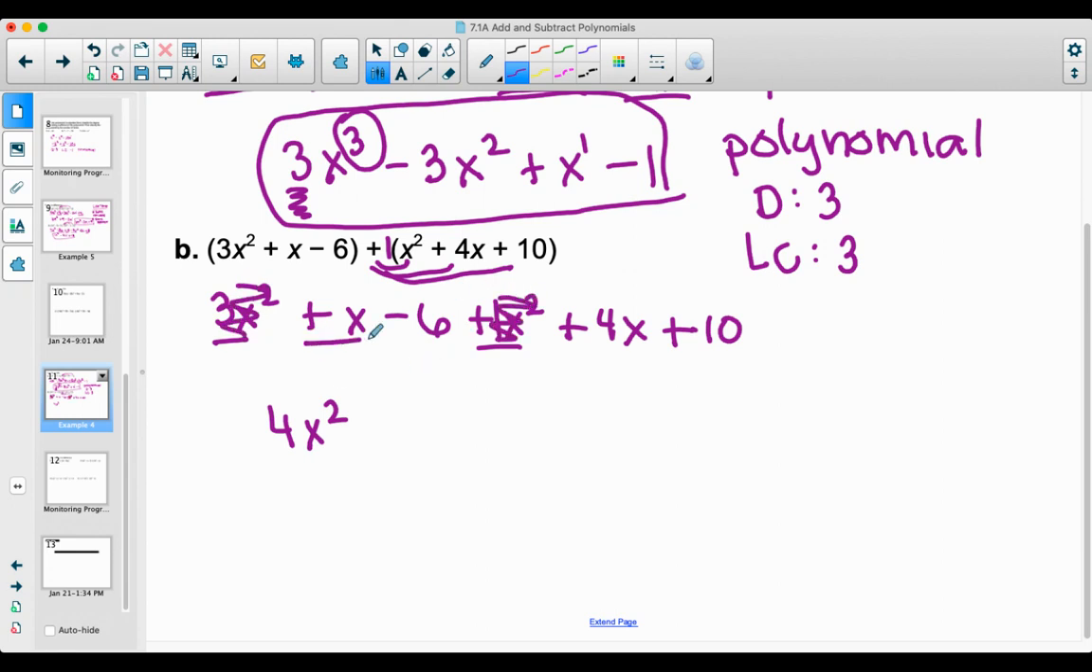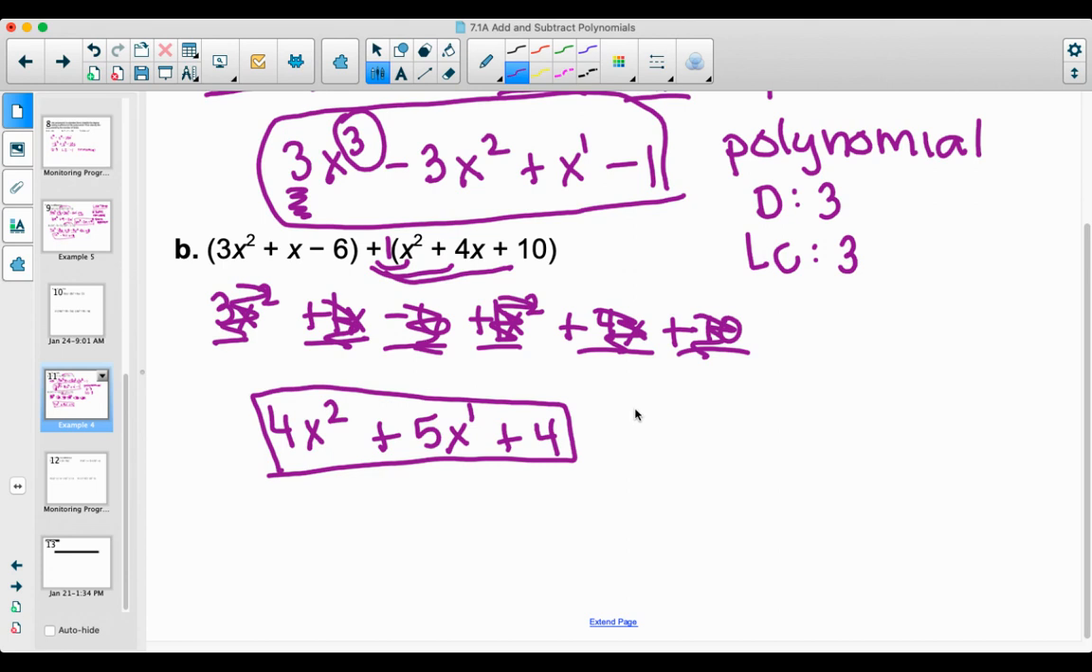And then I have an x here. So there's a 1 and a 4x. So that gives me plus 5x. Takes care of those. And then I have a minus 6. It does not have a variable, but neither does this 10. So negative 6 and 10 give me 4. And then that takes care of everything. So everything is combined. So then I look, are my exponents going from high to low? Yes, they are. 2, 1, and none. And so then this is my answer.